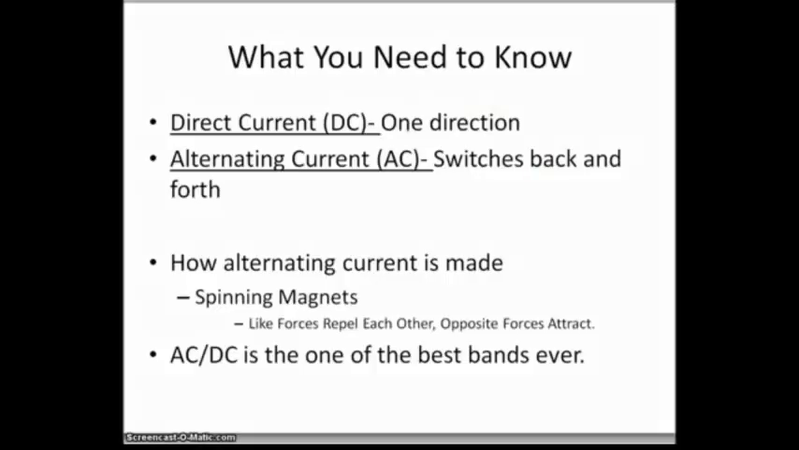Okay, this is what you're going to need to know from today's little talk and video. Direct current, one direction, DC. Alternating current, AC. Switches back and forth. Those are the simple ideas that we've gone over today. You're also going to need to know how alternating current is made with that spinning magnet, and knowing that like forces repel each other and opposite forces attract.